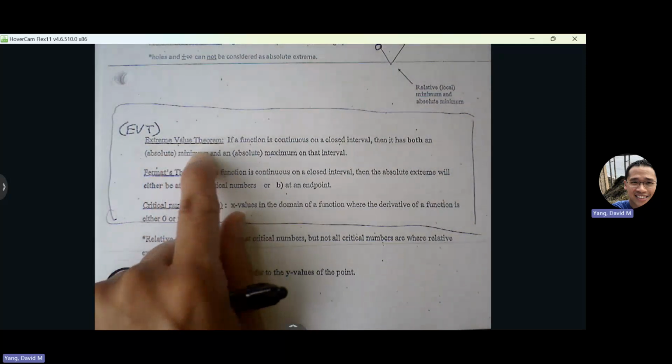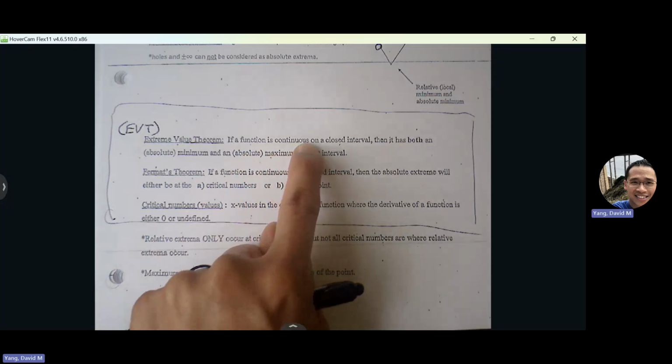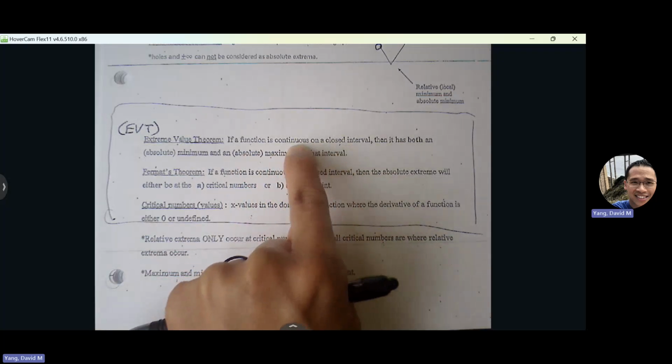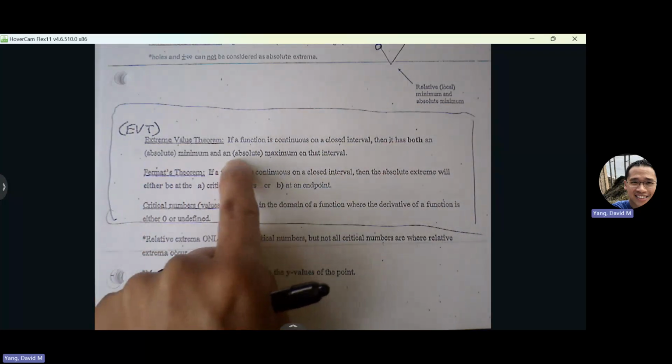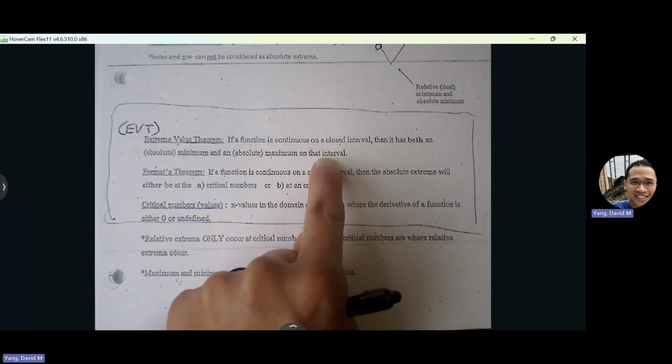So here's the extreme value theorem. It says if a function is continuous on the closed interval, so there can't be any holes, there can't be any breaks. As long as we can establish that there are no breaks on the interval, then the graph has both an absolute max and an absolute minimum on that interval.